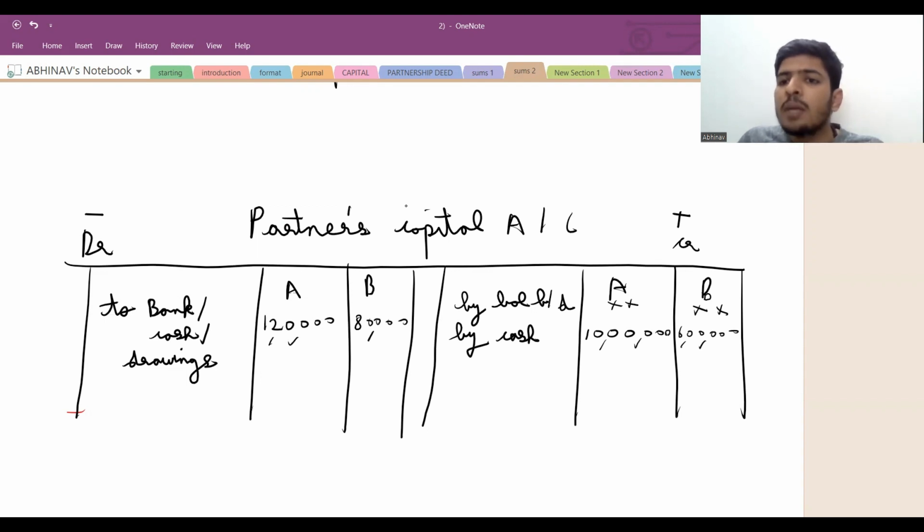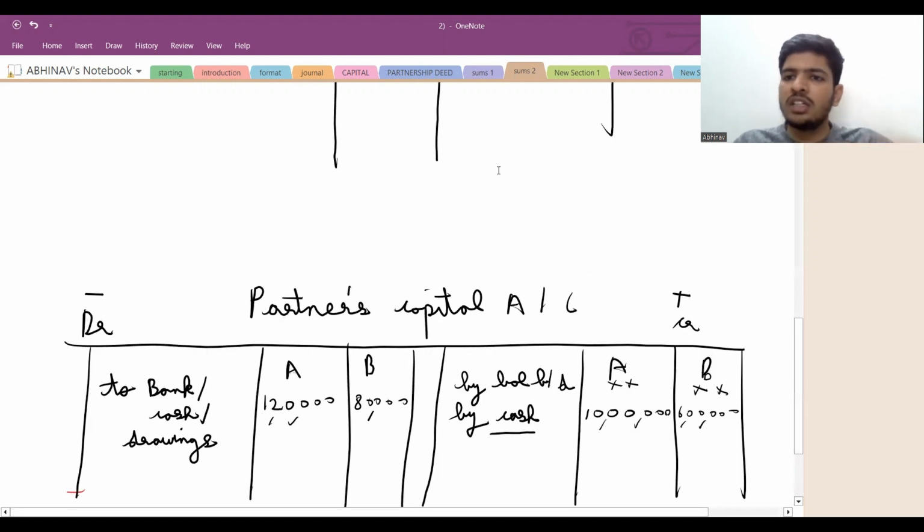Since they brought in new capital, that's the first entry, partner's capital account increases. If it increases, it'll come on the credit side. Then when they made drawings, the capital reduces, right? So if capital reduces, it'll be debited. That is the concept you need to keep in mind while passing these ledger account entries.